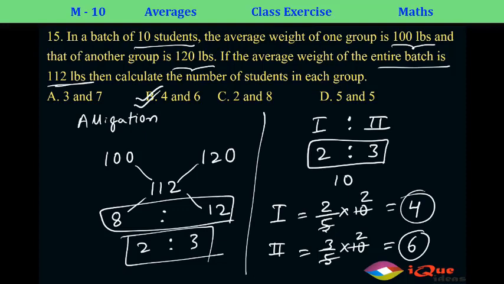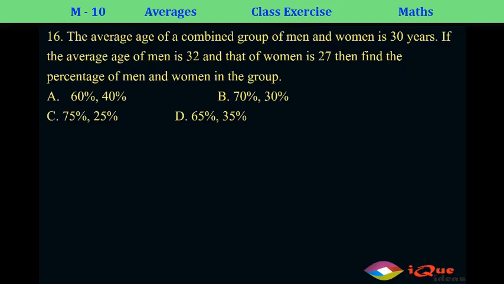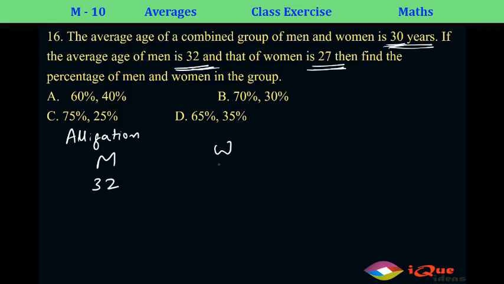Okay. Now let's go to the next question. Now this question says the average age of a combined group of men and women is 30 years. If the average age of men is 32 and women is 27. Oh, so again the original averages and the combined average are given. So that means it is still a question of allegation, right? So what we do is, for men the average age is 32. For women, the average age is 27 and their overall average is 30. So that is written in between.